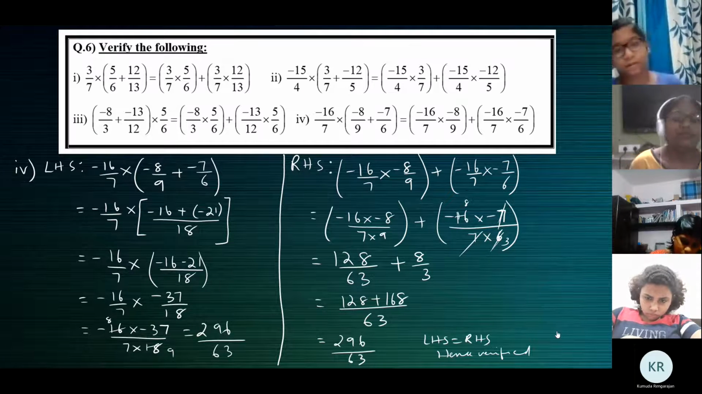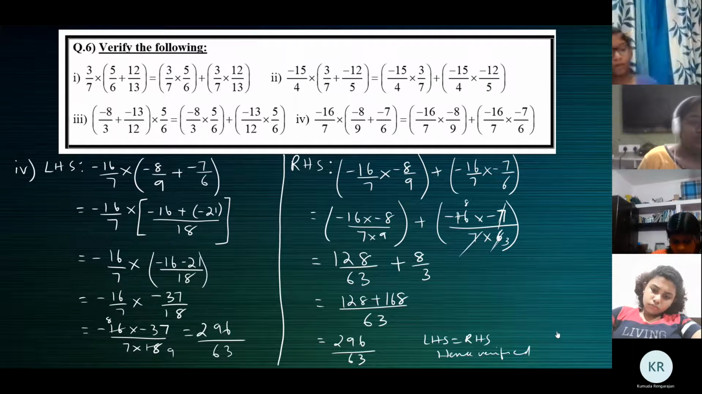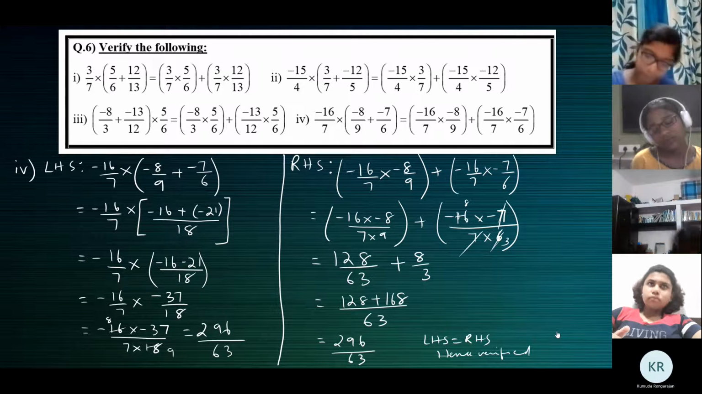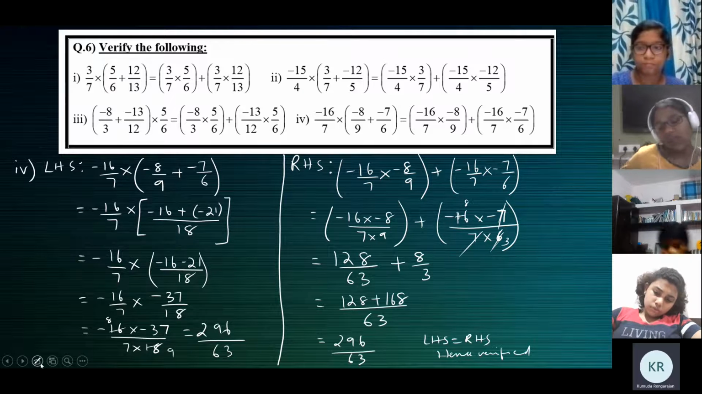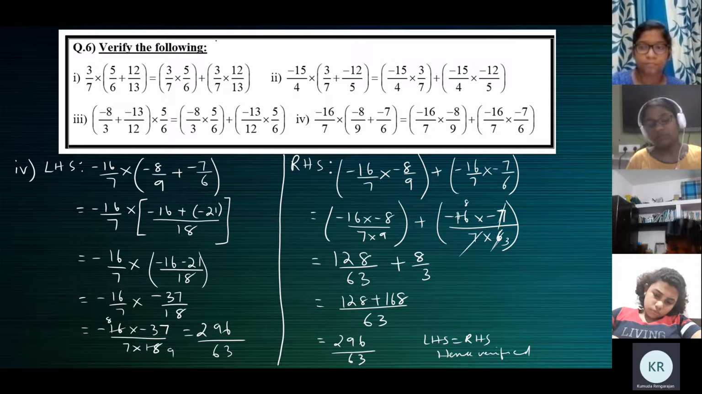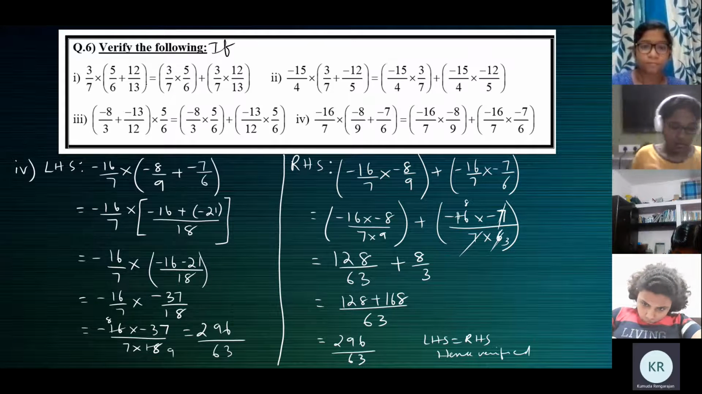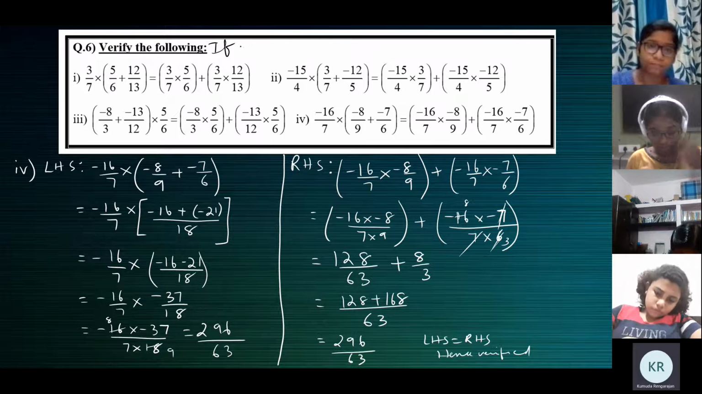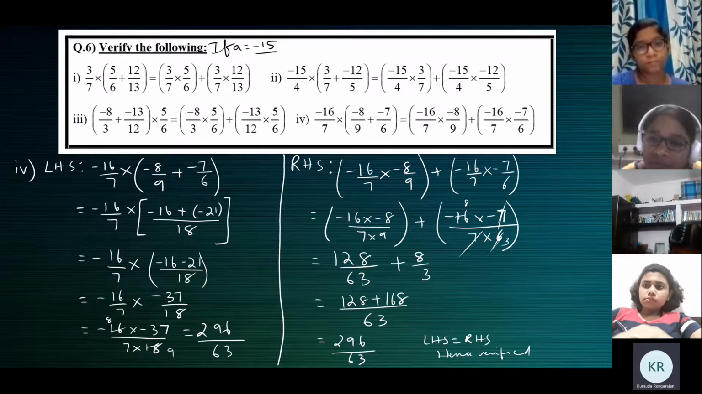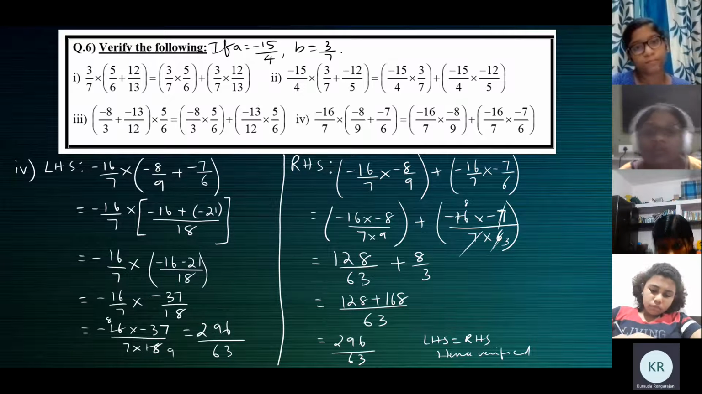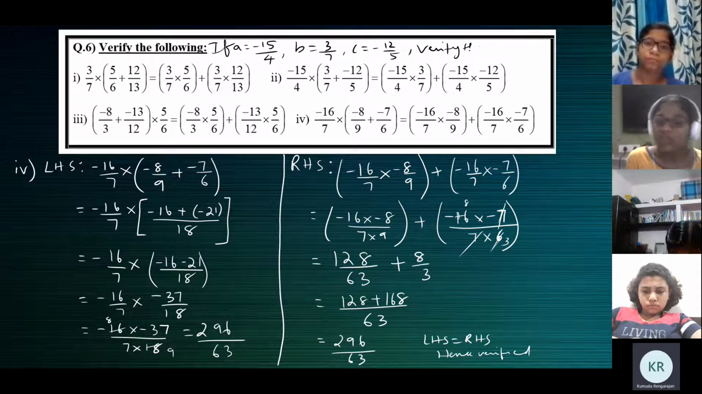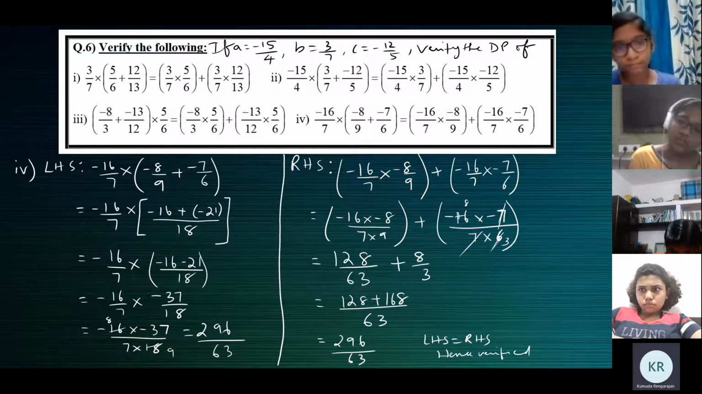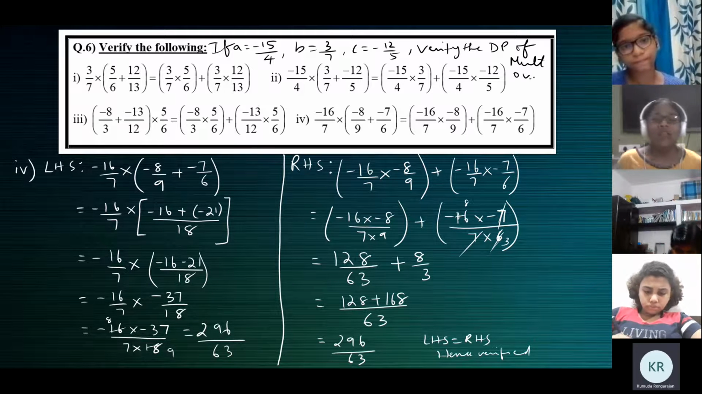Yes, ma'am. Check the answer. So we have checked the distributive property of multiplication over addition. Now sometimes the question will be given like this. Let me tell you the question for the second one. If A is equal to minus 15 by 4, B is equal to 3 by 7, C is equal to minus 12 by 5. Verify the distributive property of multiplication over addition.